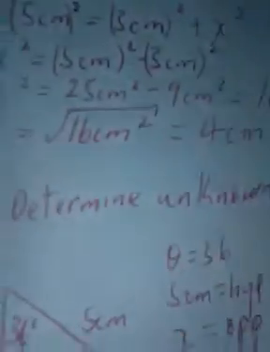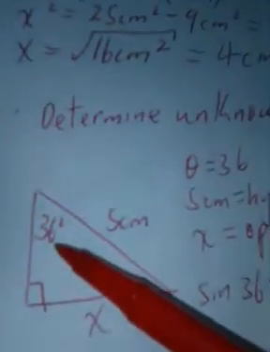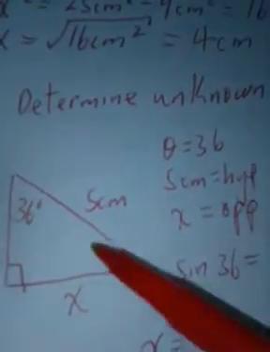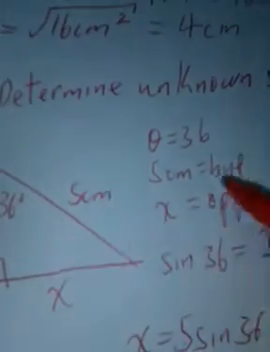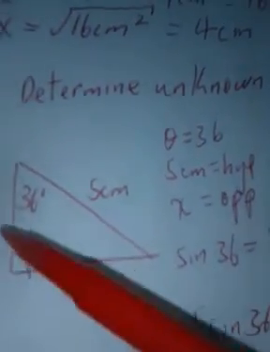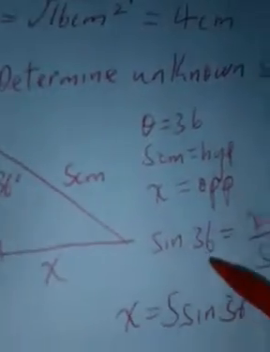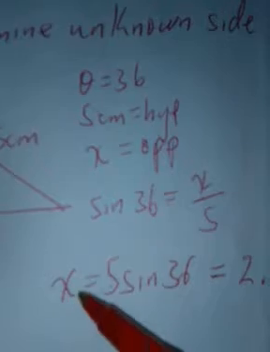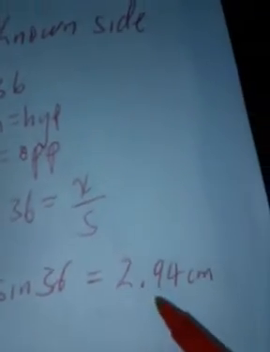Okay, determine the unknown side. So once again, write down what you have. Theta is equal to 36 degrees. This side is called hypotenuse, and x is opposite the angle that we're looking at. So we can use sine. Sine is equal to opposite over hypotenuse, right? So now we get sine of 36 equal to x over 5. We cross multiply. I get x equal to 5 sine 36. Putting this in the calculator and hitting equals, I get 2.94. You must know how to put this into your calculators, people. All right? Next one.